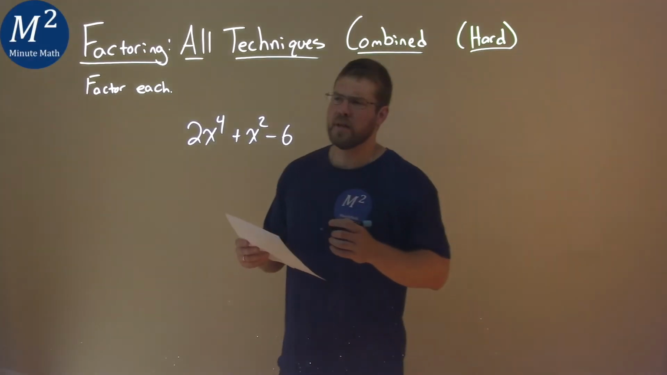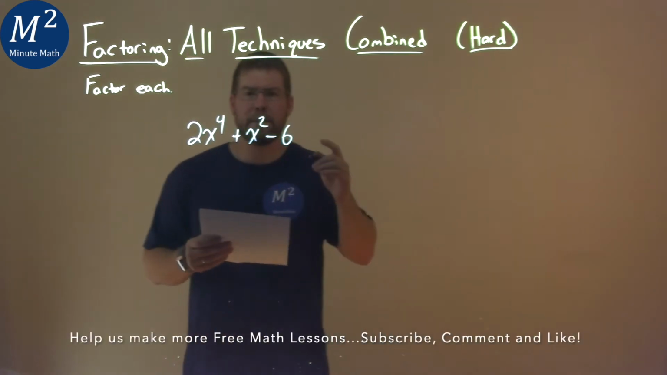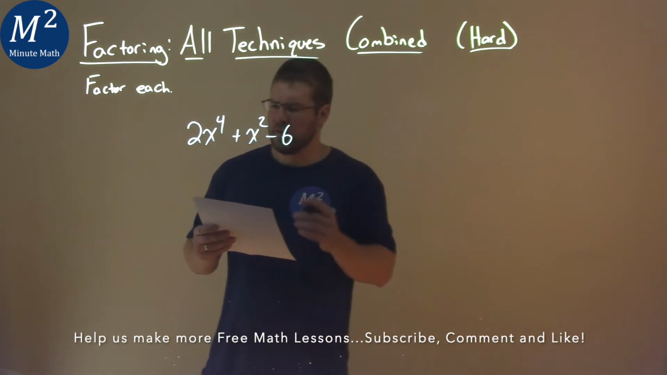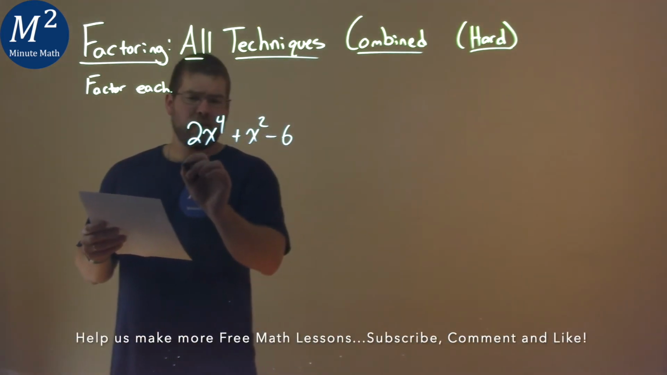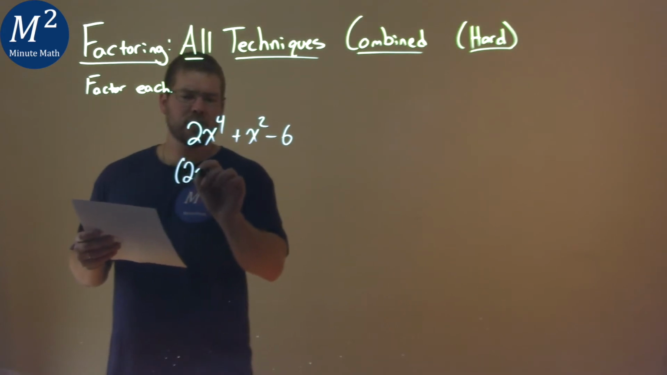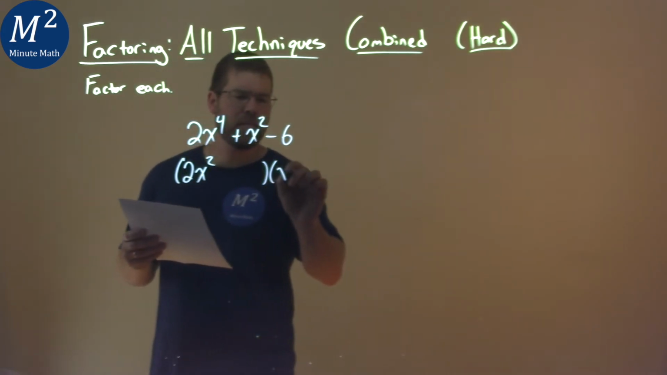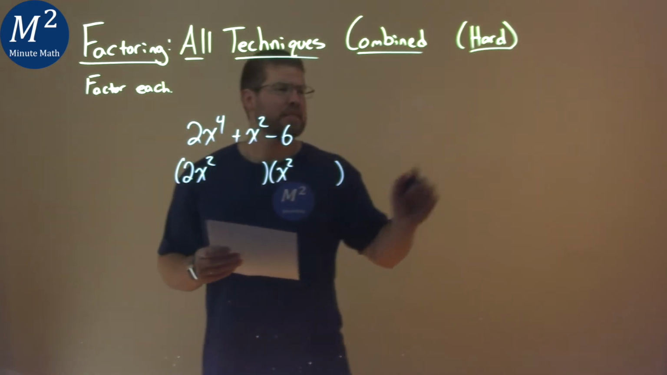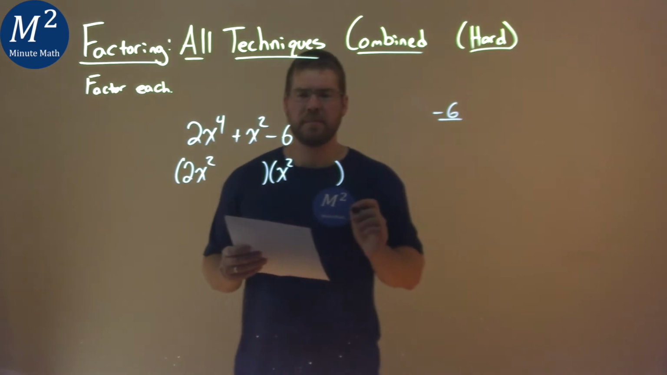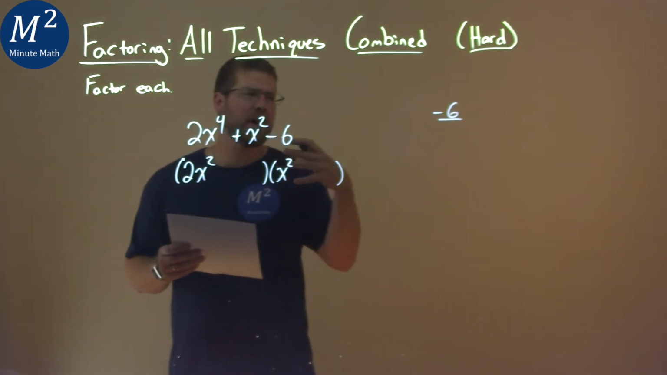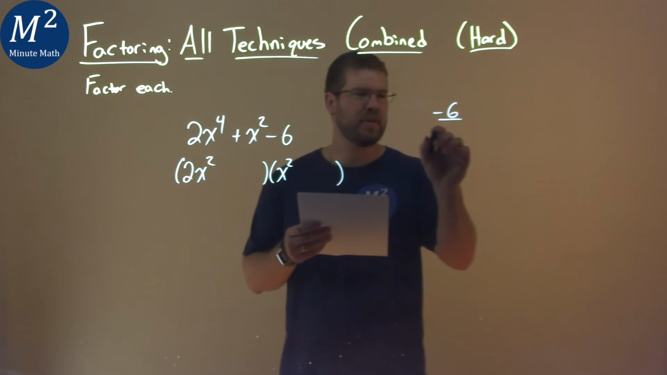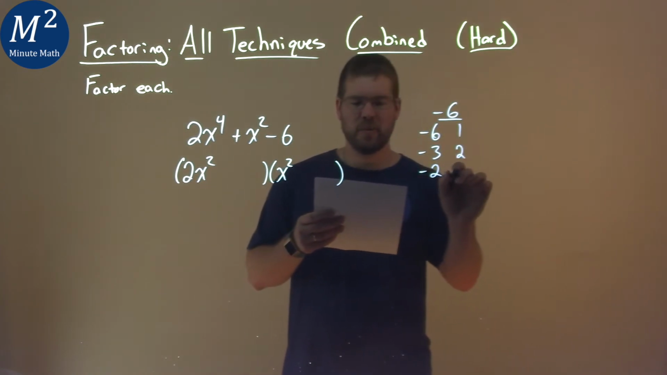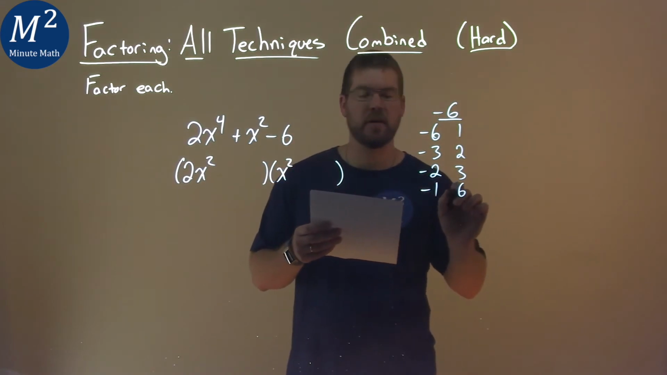We're given this problem right here, 2x to the fourth plus x squared minus 6, and we've got to factor this. Now the tricky part here is, I see this is in the quadratic form, but there's a 2 out here. So we have some 2x squared, and then some x squared like this. Okay? And now I have to look at my negative 6, my c value. And I want to find two numbers that multiply to be negative 6. Well, it's negative 6 and 1, negative 3 and 2, negative 2 and positive 3, and negative 1 and positive 6.